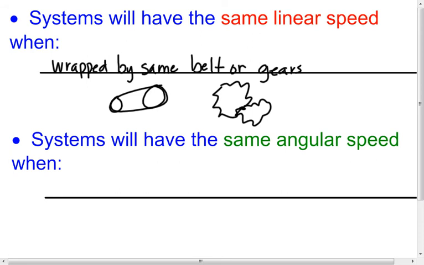Okay, you'll have the same angular speed when discs rotate around the same center. So when they spin around the same axle or the same center, then they will have the same angular speed because they will be spinning at the same time, making the same number of revolutions in a certain amount of time. And I should put the word same here.